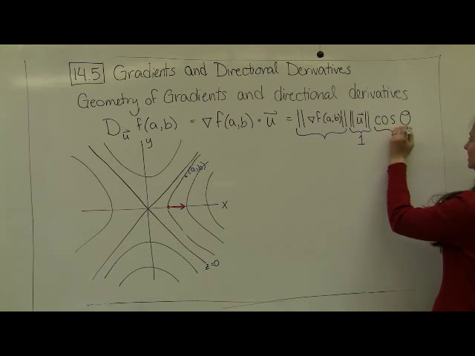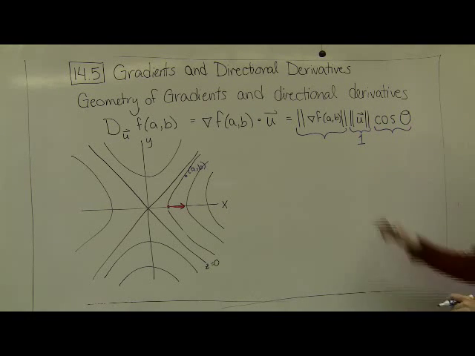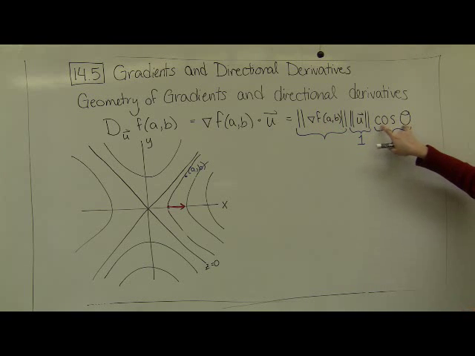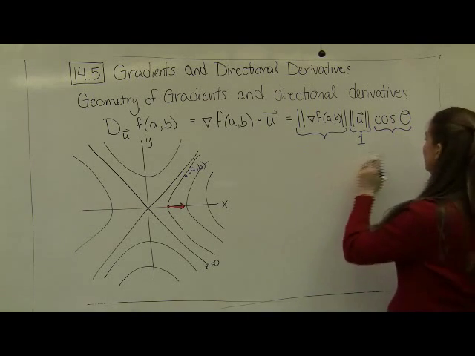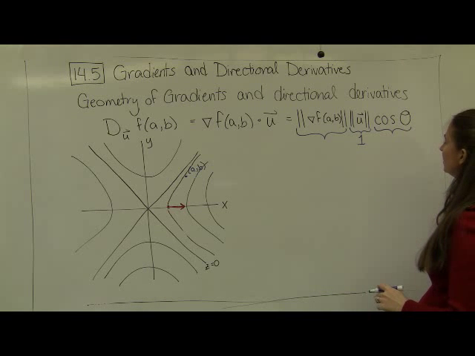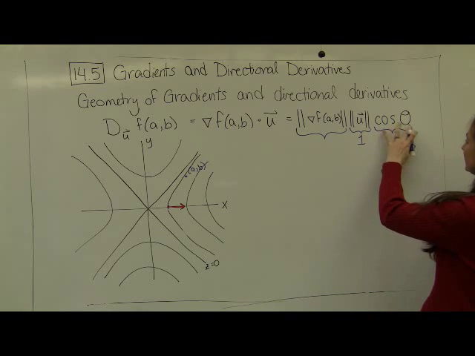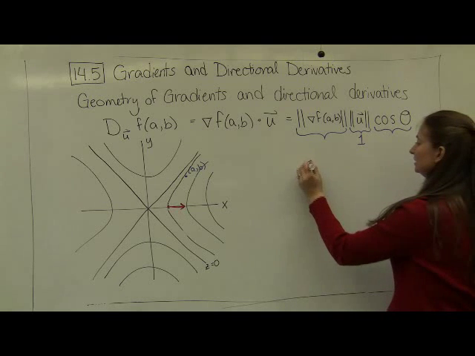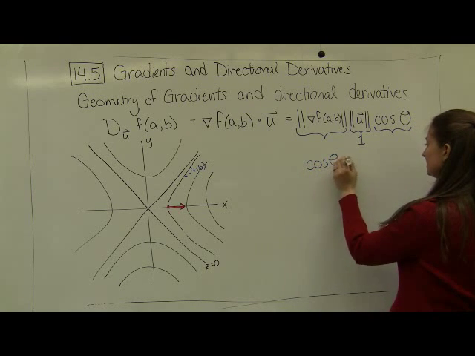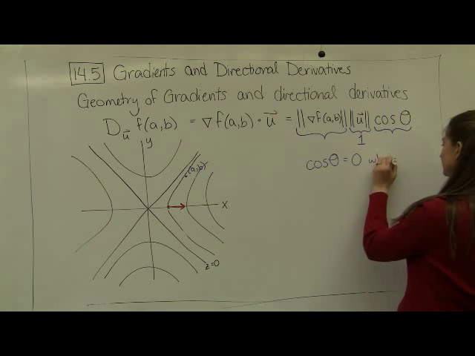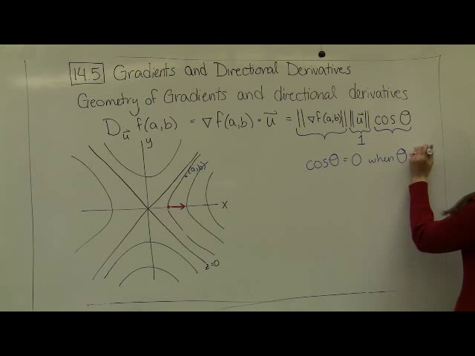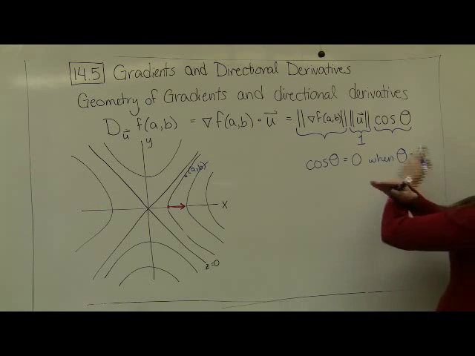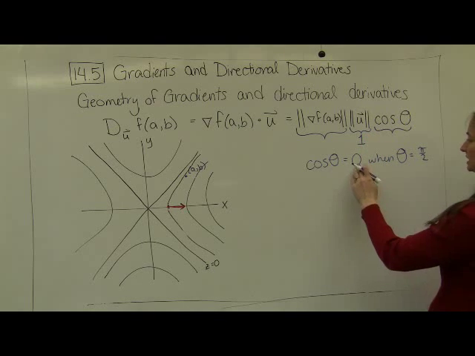So really the thing that can change is the angle between this gradient and this cosine of theta. What are the values that cosine of theta can be? This whole directional derivative can be equal to 0 when the cosine of theta is equal to 0. Let's recall that the cosine of theta is equal to 0 when my theta is equal to pi over 2, right? That's a 90-degree angle. That's when my cosine is equal to 0.